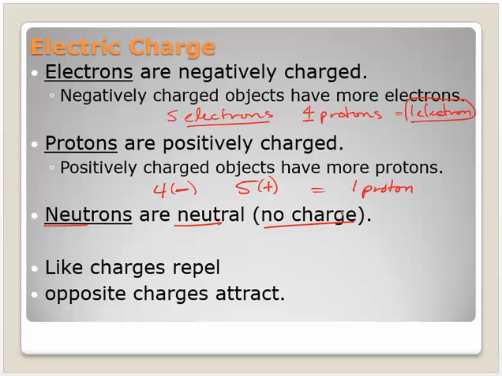Like charges repel each other. So a big example of a positive and a positive, they're going to repel each other. A negative and a negative would also repel each other. Opposite charges attract. Well, that would be a positive and a negative. They're going to be attracted to each other.